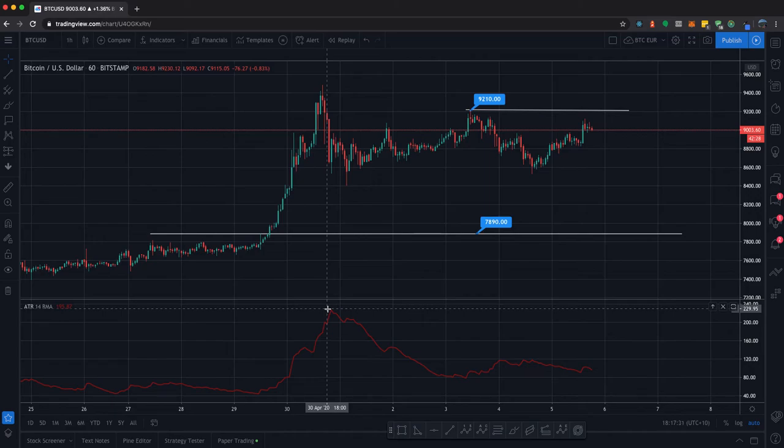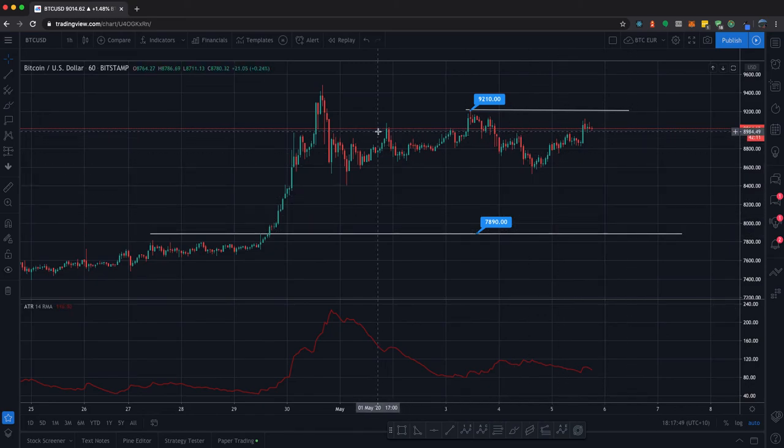Now what people usually use this indicator for, most of all, is to know where they should place their stop loss so they don't get stopped out too soon or to lose too much money, and also where to take profit.